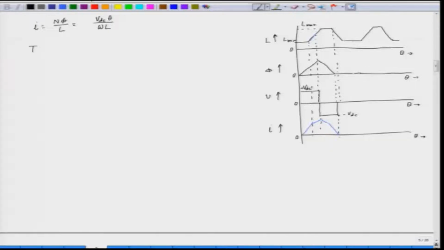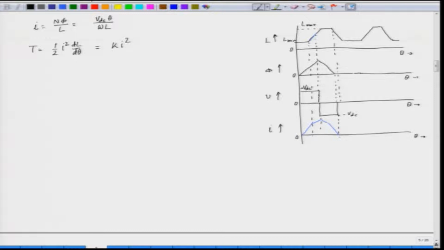So, if we see the expression here, what is the expression for the torque? Torque is equal to half I square dL by d theta. So, we have dL by d theta is constant. So, we can say here T is equal to k into I square, because dL by d theta is constant during the rising edge of the inductance.